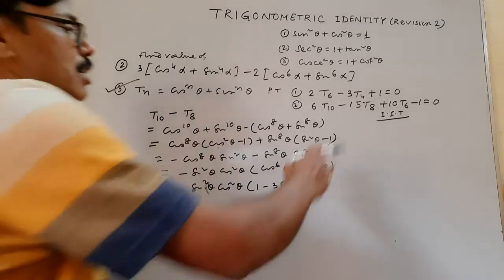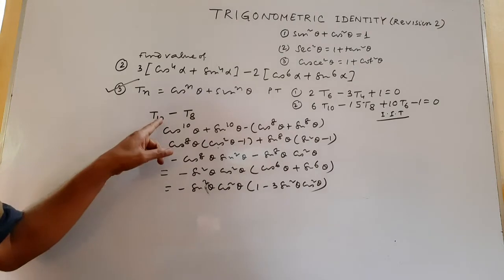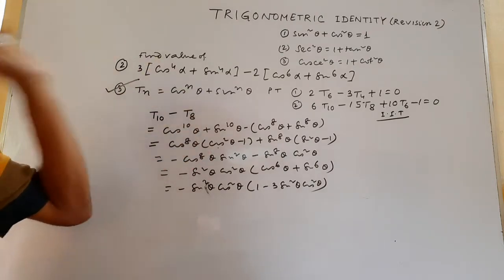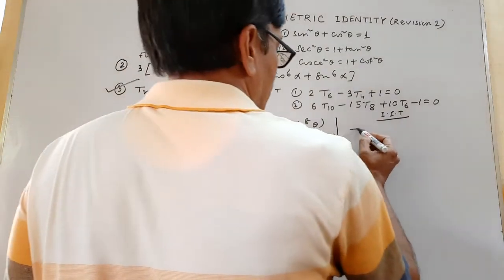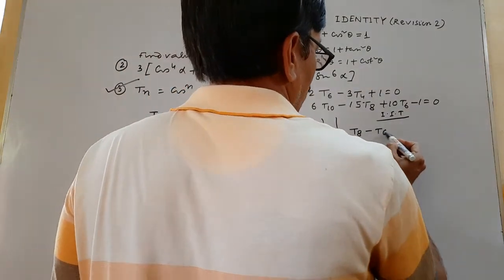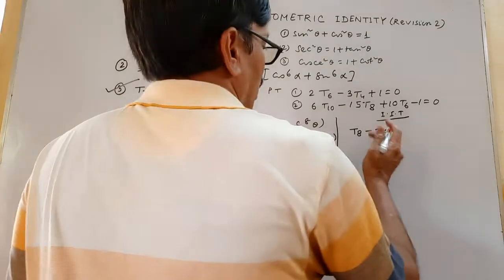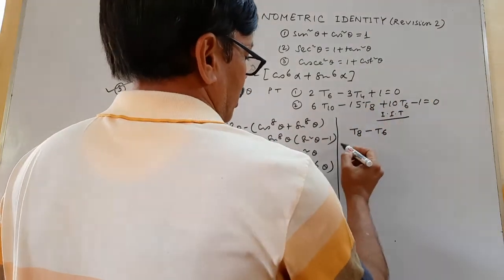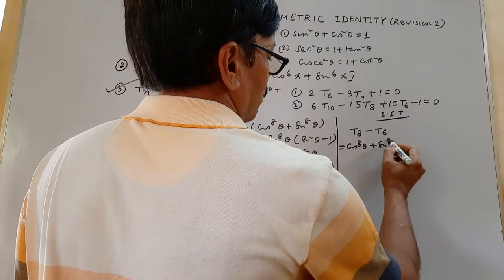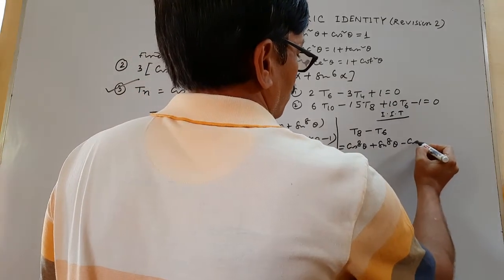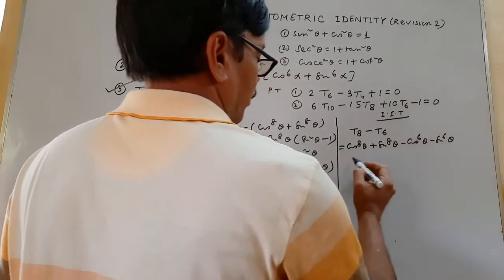So T10, T8. The difference, if it is 10, this is 8. We can simplify. Similarly, T10 minus T6, we calculate. T10 minus T6. Then T8 minus T6. T8 is cos to the power 8 theta, sine to the power 8 theta, T6 is cos to the power 6 theta, sine to the power 6 theta.